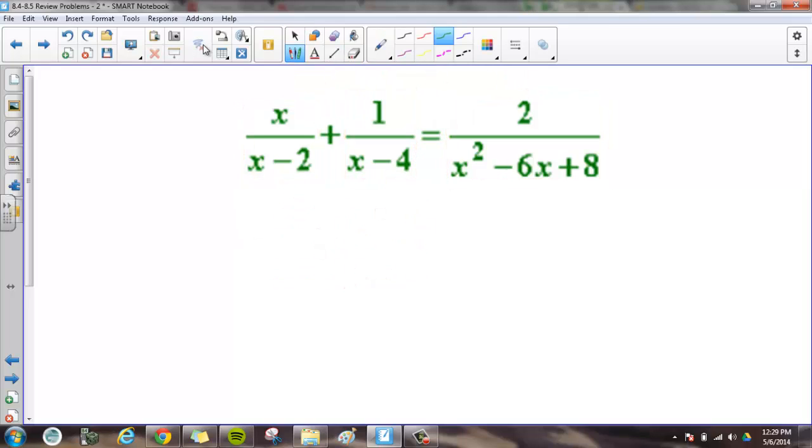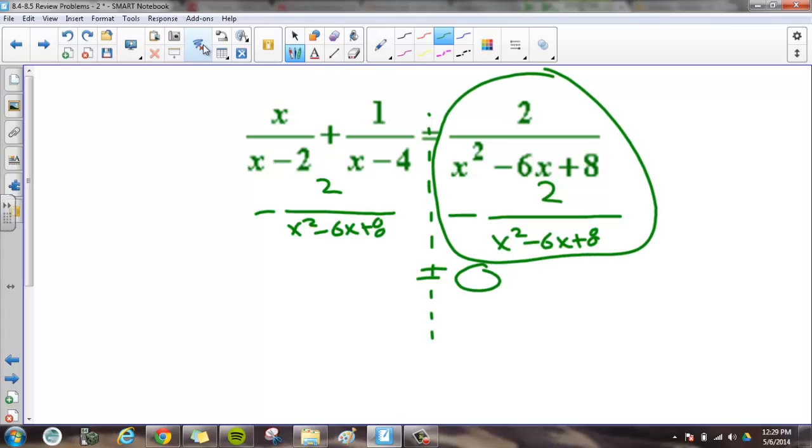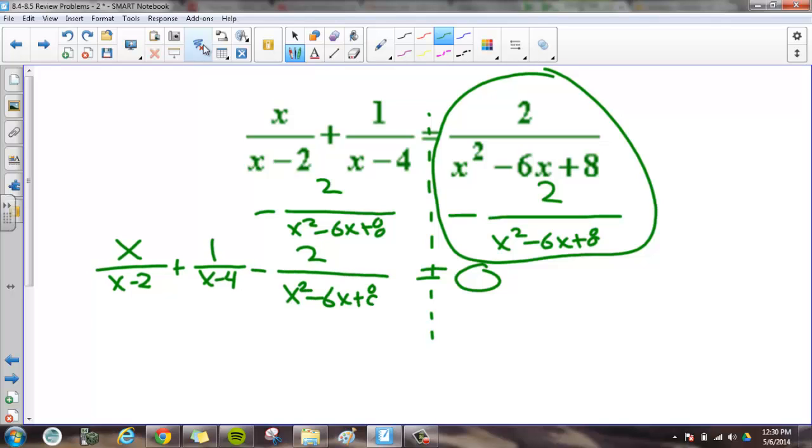So I'm going to take this 2 over x squared minus 6x plus 8, and I'm going to subtract it from this side. And remember, I've got to do it to both sides, so I subtract 2 over x squared minus 6x plus 8 from this side too. Now when I do that, what do I have left on the right side? Well, this and this cancel out, and we just have 0 on this side. And on the left side, what I have is x over x minus 2 plus 1 over x minus 4 minus 2 over x squared minus 6x plus 8.